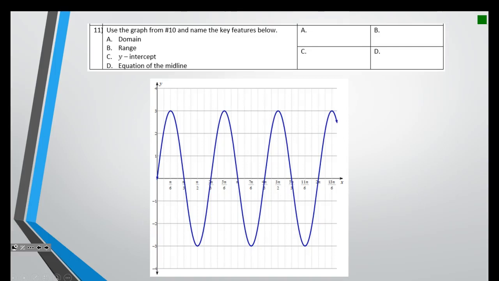All right, we are now looking at the exact same graph from number 10, and we're asked to find 4 more features of this graph. So the first thing is the domain.